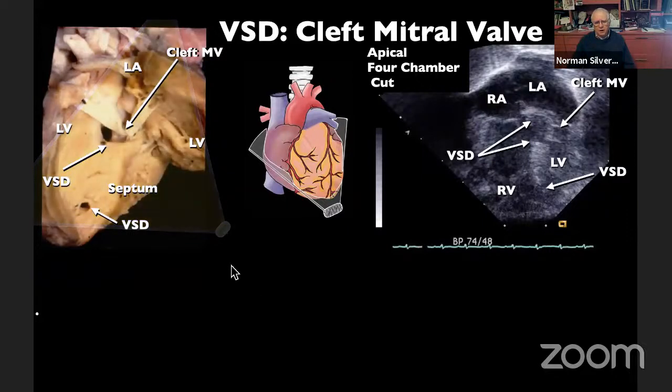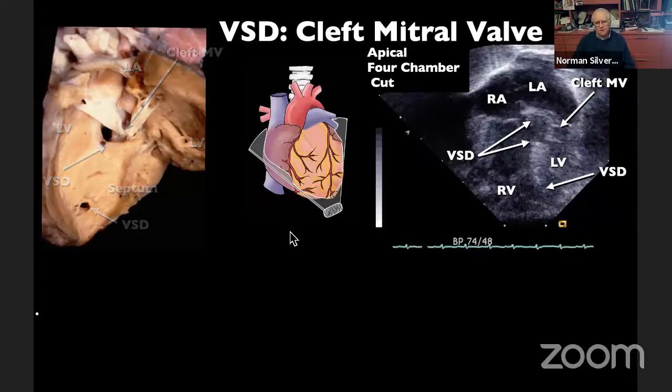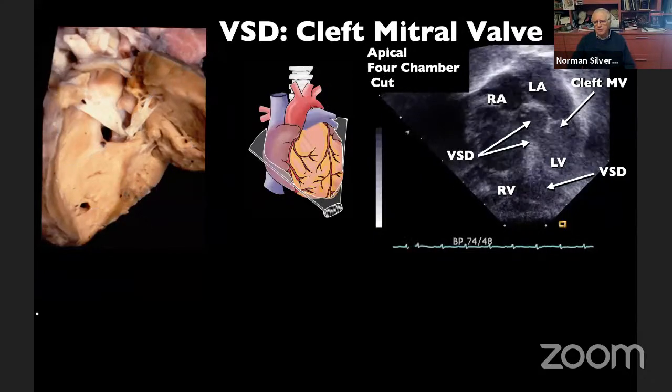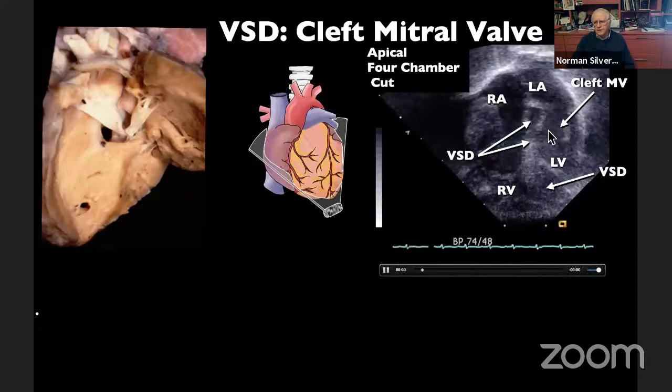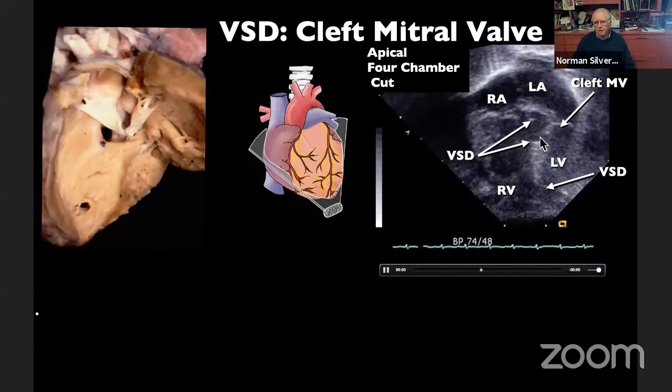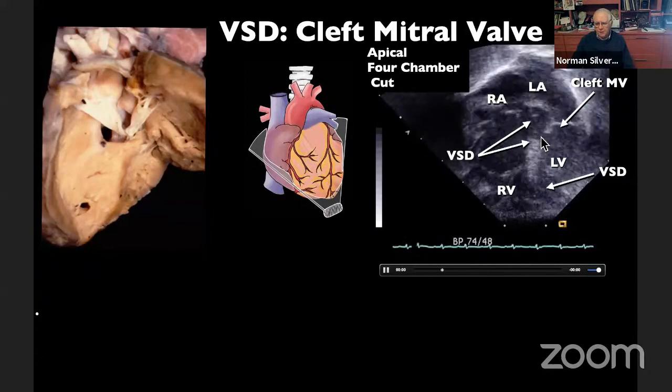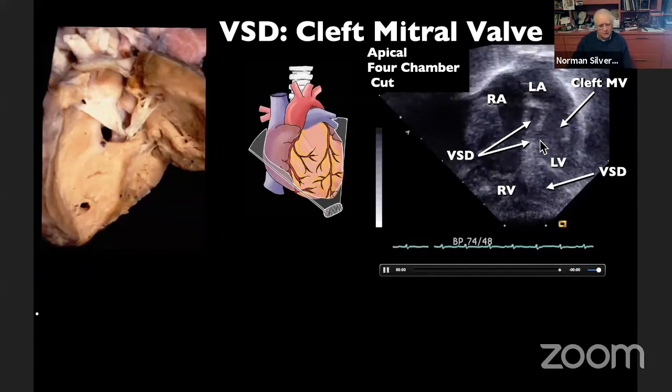Here's the so-called cleft in the mitral valve. This is really attached either to the crest of the septum or may even straddle the ventricular septum and go into the other side. So here you can see the cords attached to the crest of the septum on both of these examples, showing that this is the mitral valve does not attach to the septum.